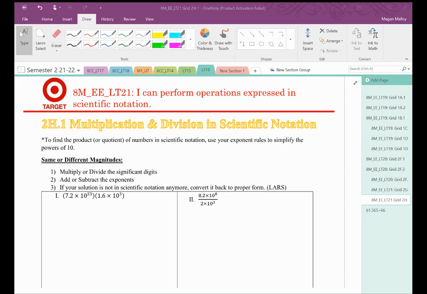So to find the power or quotient of numbers in scientific notation, we're going to use our exponent rules to simplify those powers. We're going to be focusing primarily on the product rule and the quotient rule.